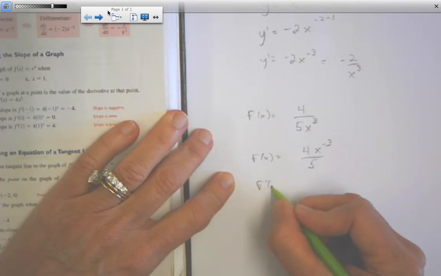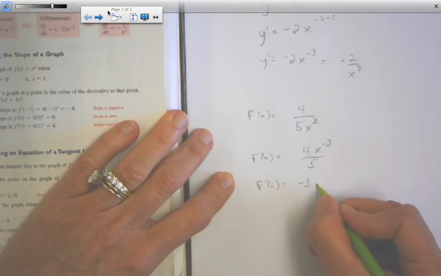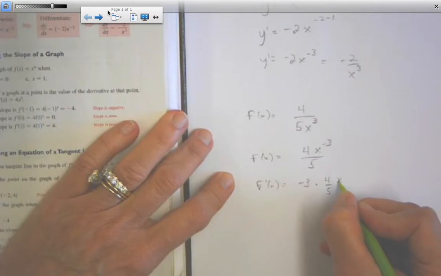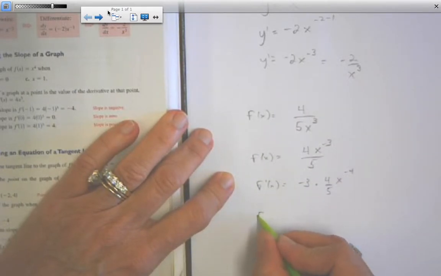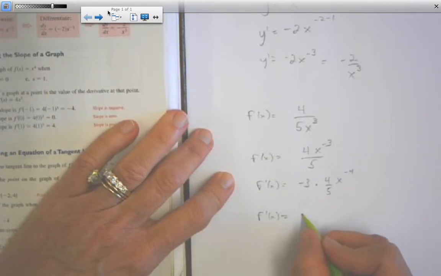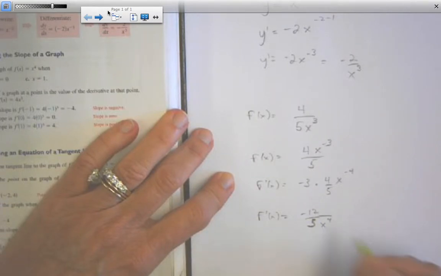Now let's find the derivative. So it's negative 3 times 4/5 x to the negative 4. So in simplest form, it's just negative 12 over 5. And let's go ahead and bring that x to the denominator. Negative 12 over 5x to the 4th.